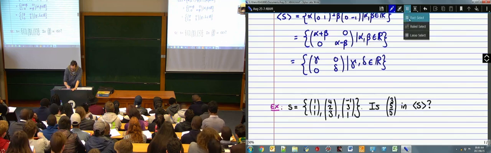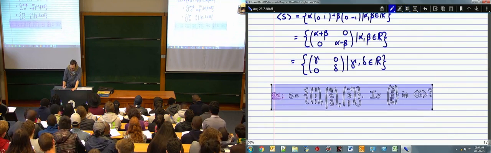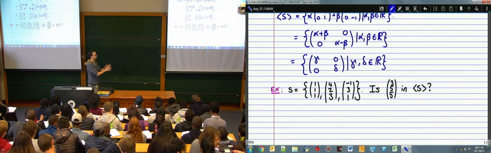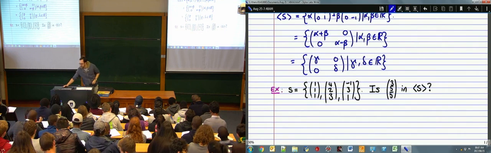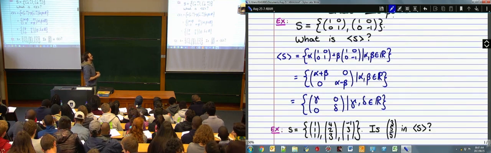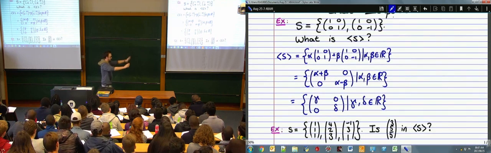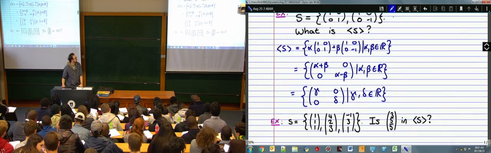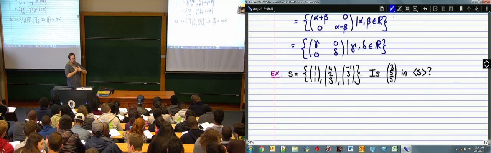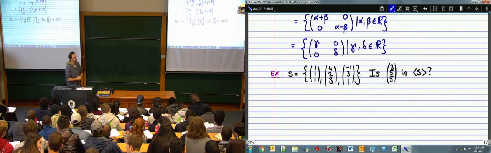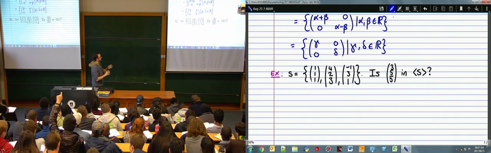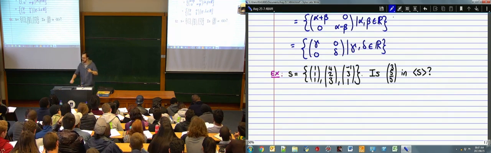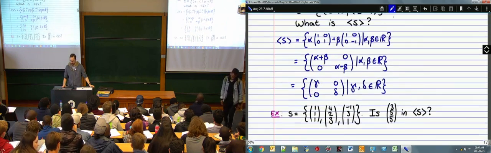So the next question is slightly backwards from what we've been doing so far. In the previous questions, we started with a set and asked what it generates. Now we're checking something else. We're not interested in everything that it generates. We're just wondering if it generates a set which contains one particular element, right? So is this an element of the set generated by S? Yes.